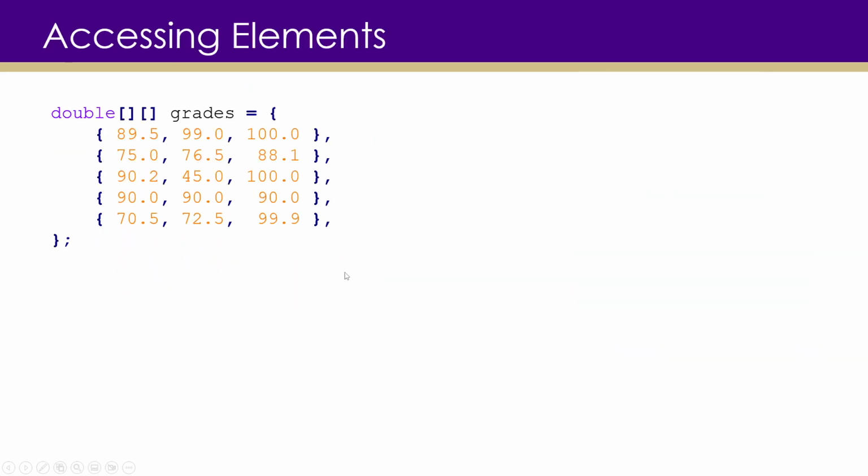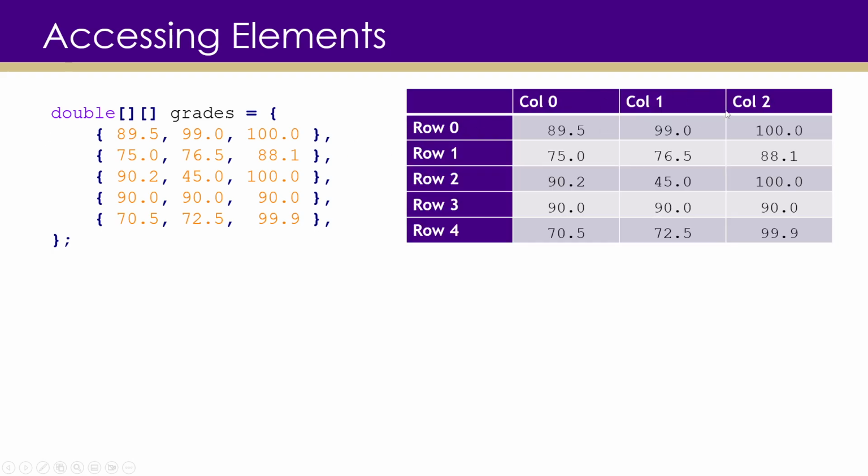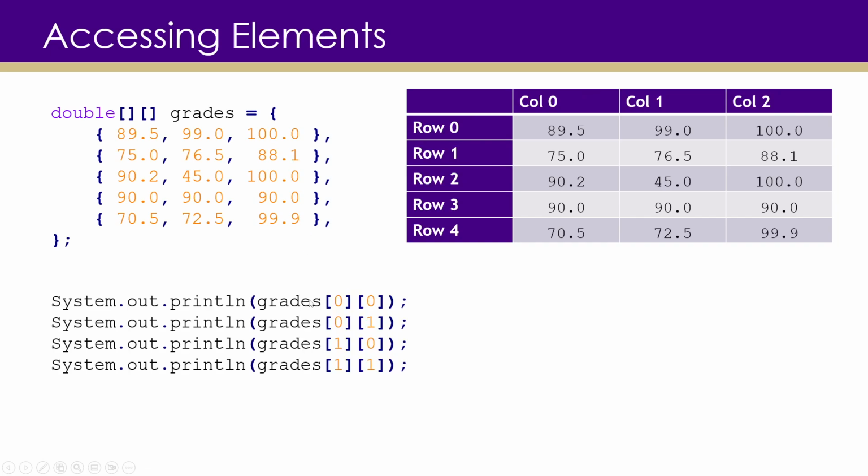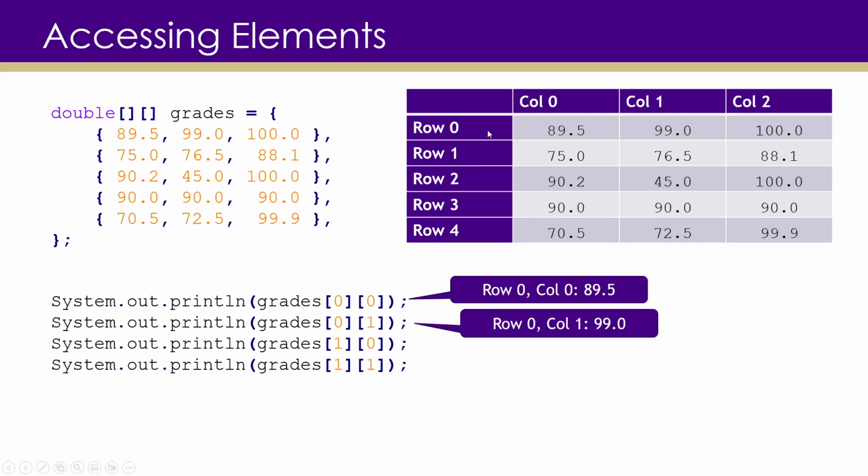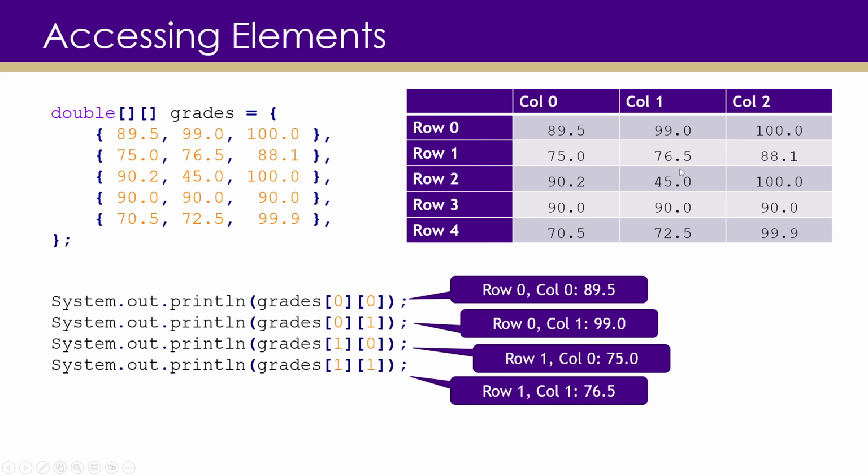So how you access elements is kind of like a table. We have these rows and we have these columns. Instead of just having 1 pair of square brackets, you have 2, just like when initializing it, and these specify the row and the column you want to access. So this first line is going to be row 0, column 0. You can see that value is 89.5. This one's going to be row 0, column 1, which is 99.0. Row 1, column 0, and row 1, column 1, which is 76.5.